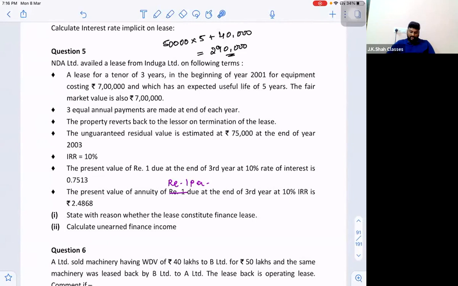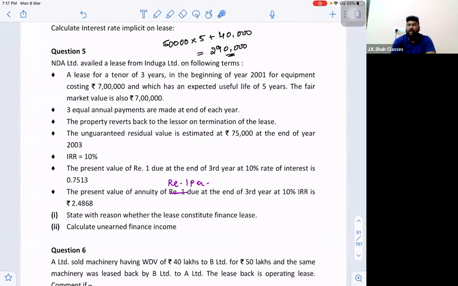Correct? 2 things they are asking. Point number 1: state with reason whether the lease constitutes a finance lease. And point number 2: calculate unearned finance income. Right? 2 things are given. First, they are asking you to tell whether this is a finance lease or not. Sir, we had learned 5 factors, stating that if the 5 factors or the majority of these 5 factors are covered, then you say that it's a finance lease.